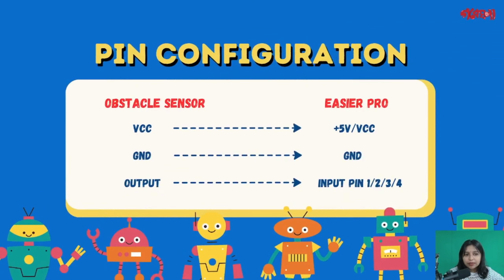Here is the pin configuration. The obstacle sensor has the following pin configuration. Sensor's VCC is connected to the 5V of the Easier Pro. Sensor's ground pin is connected to ground, and sensor's output pin is connected to one of the Easier Pro board's input pins. So when the sensor detects an object, the output pin goes high and the board activates the buzzer.